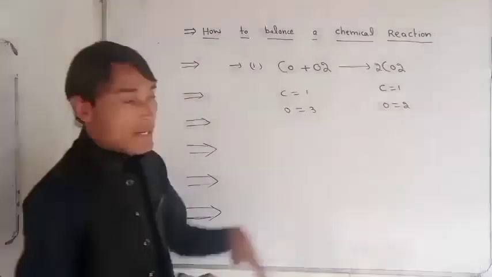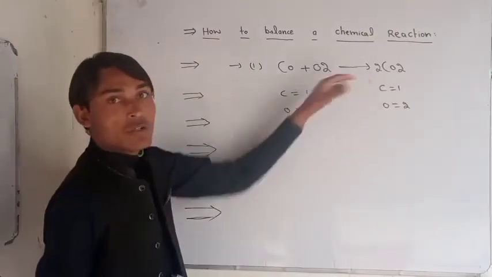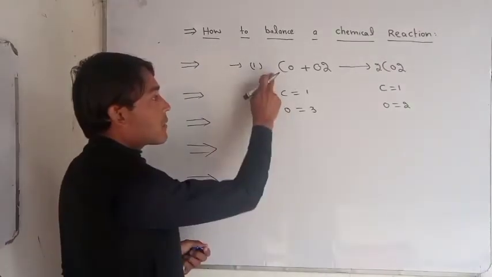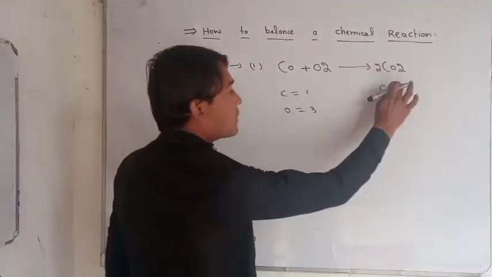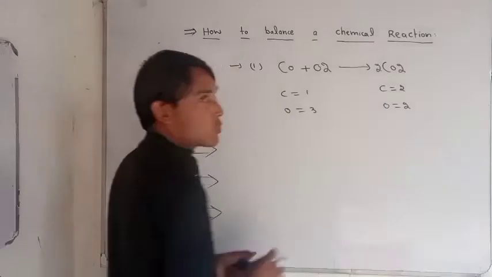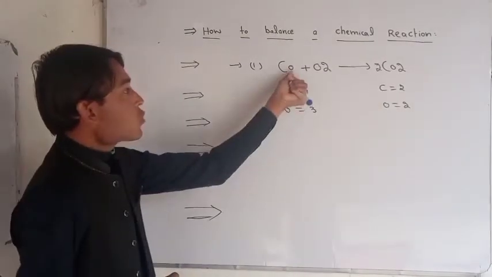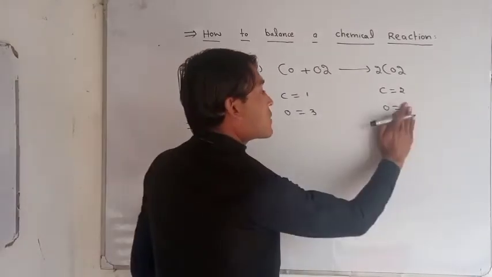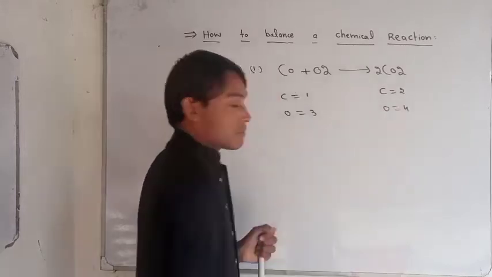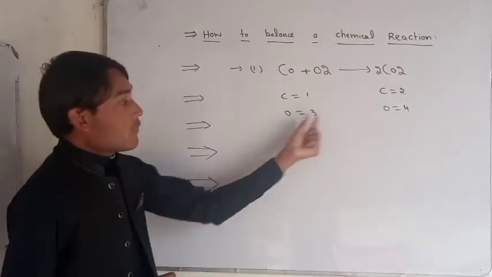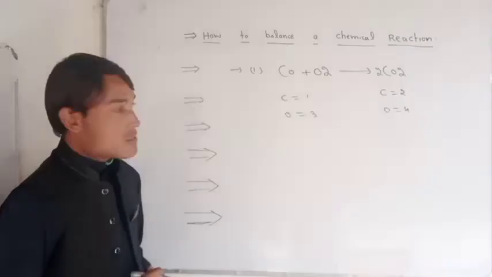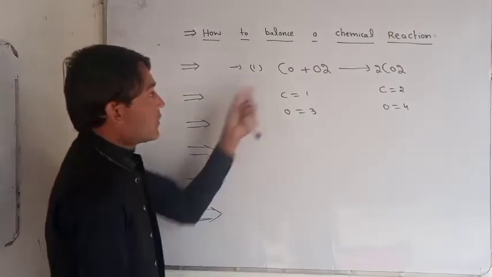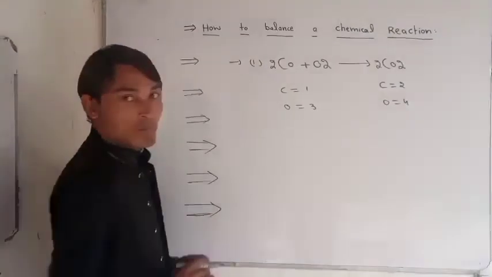Now again, if you add any coefficient, then you have to go back to your rules. First, let's check carbon again. The number of carbon was 1, but now it has changed to 2. Now let's talk about oxygen. 1 plus 2 is 3, and here we have 2, 2 twos are 4. The number of oxygen is 4. Now again oxygen is imbalanced, and the number of carbon is also imbalanced. So now what will we do? We can simply add a 2 here.